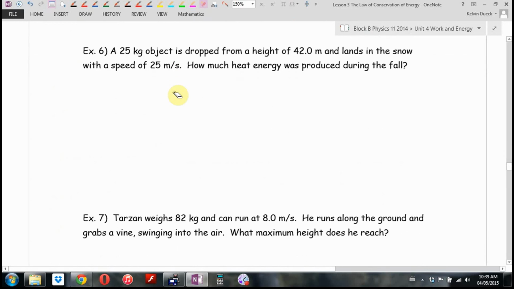Example 6. A 25 kilogram object is dropped from a height of 42 meters and it lands in the snow with a speed of 25 meters per second. How much heat energy was produced during the fall? Oscar, what's this question asking me to find?